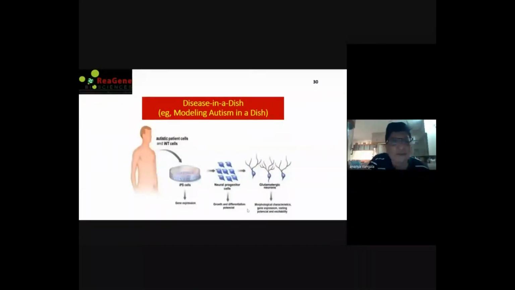So for autism, etc., we are right now doing a little bit of it. You can take the autistic patient's cells or wild type cells. I mean, as he described, you can take stem cells and differentiate them into glutamatergic neurons or dopaminergic neurons or something like that. And you can actually study the neuroscience in these models.